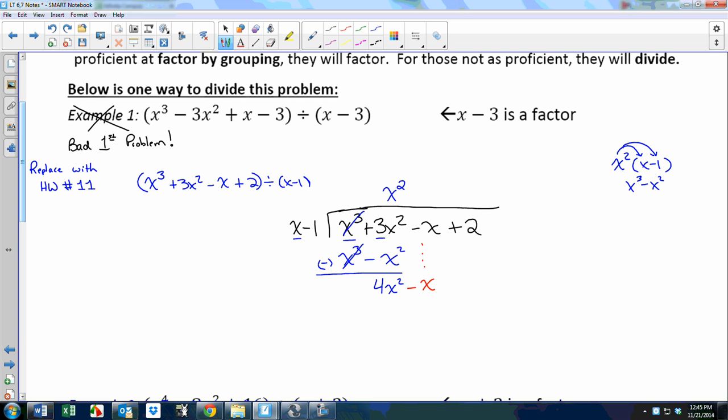It's probably easier to look at it this way. What would you multiply x by to make 4x squared? You would multiply it by 4x. So put that answer above the place value x, if you will. I'm switching colors so you can see. Now I'm multiplying 4x times the x minus 1. Scratch work over here on the side, 4x.